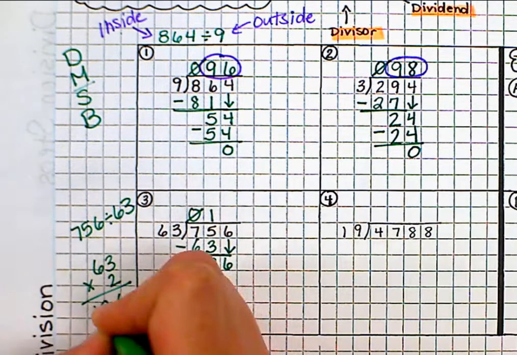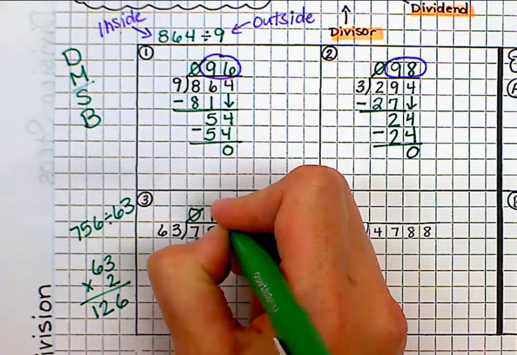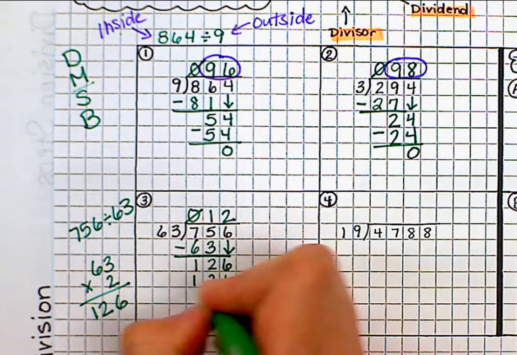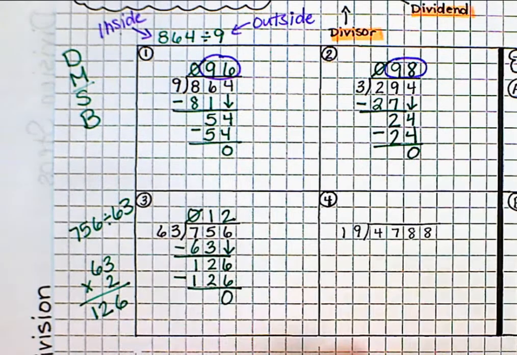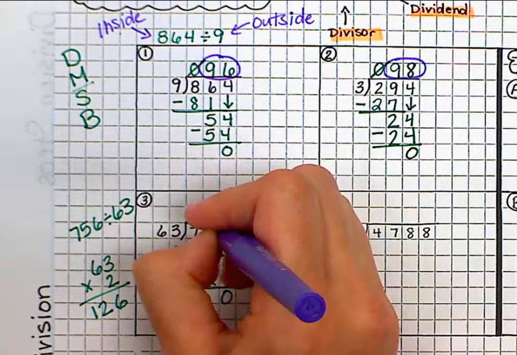Hey, look, I got 126. That means it goes in 2 times. When I multiply those, that's 126. Subtract, and I get 0. So your answer to this division problem is 12.